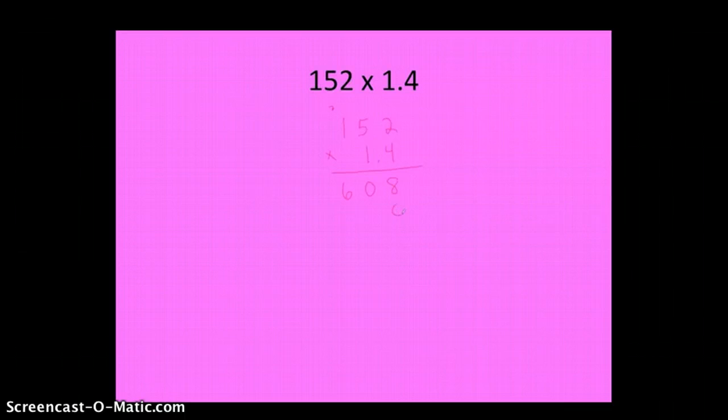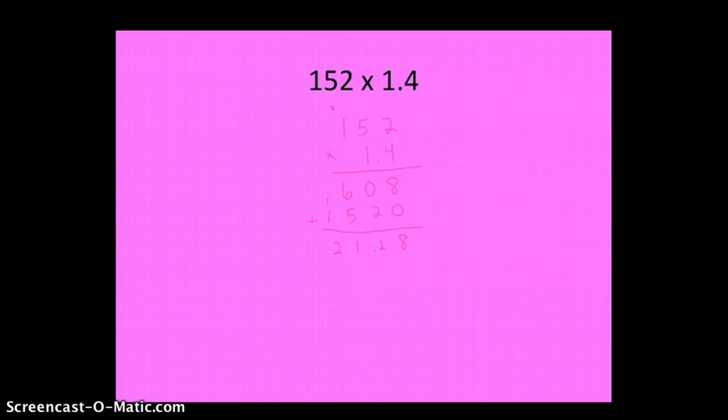Now let's put a placeholding 0 there and move over 1 place. 1 times 2 is 2. 1 times 5 is 5. And 1 times 1 is 1. So we're going to add these together. That's going to give us 8, 2, 11. Let's carry the 1.